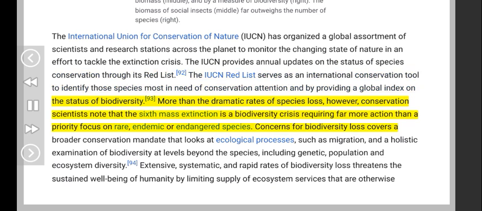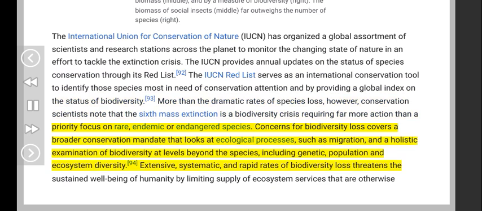More than the dramatic rates of species loss, however, conservation scientists note that the sixth mass extinction is a biodiversity crisis requiring far more action than a priority focus on rare, endemic or endangered species. Concerns for biodiversity loss covers a broader conservation mandate that looks at ecological processes, such as migration, and a holistic examination of biodiversity at levels beyond the species, including genetic, population and ecosystem diversity.